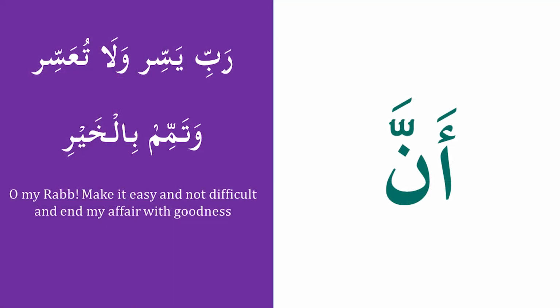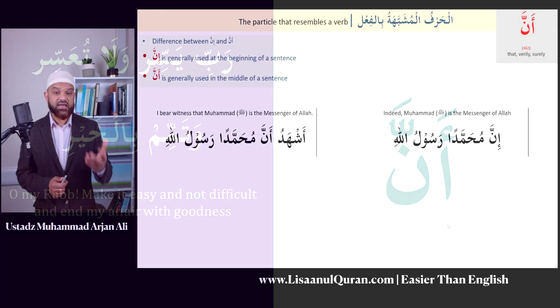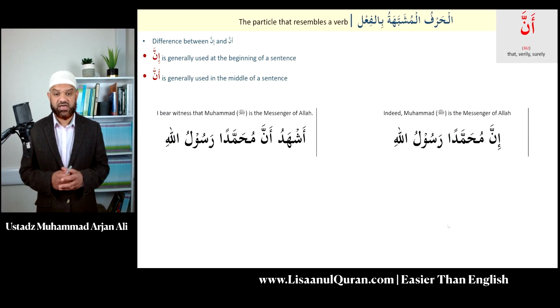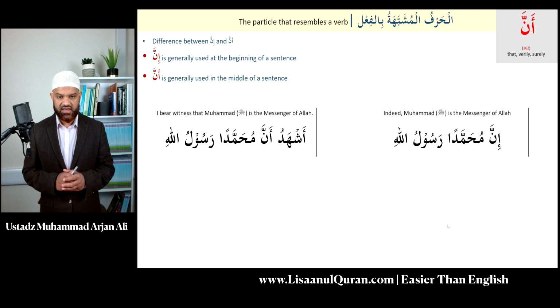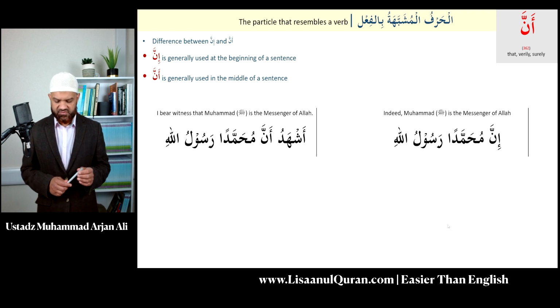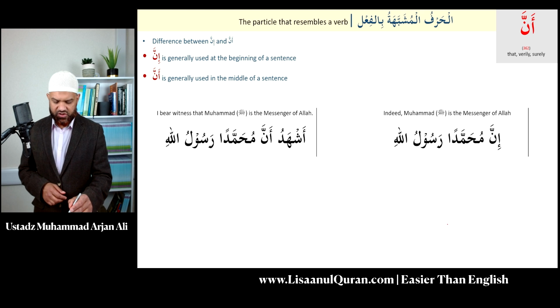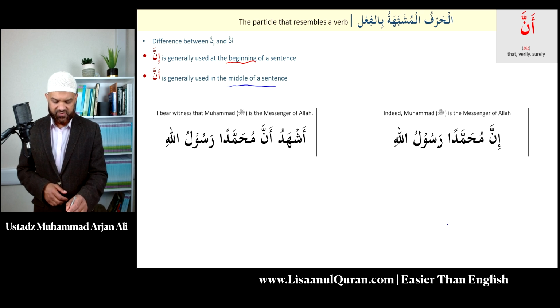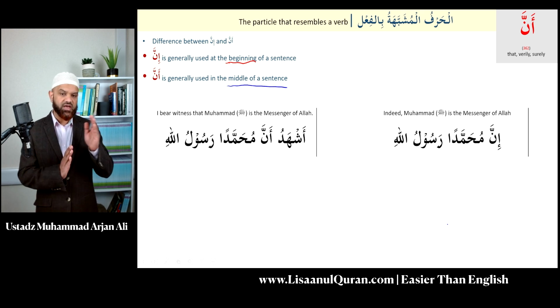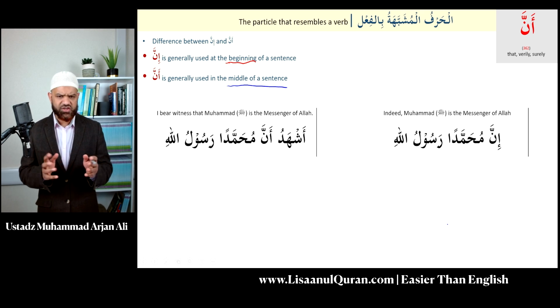Harf of nasab, anna. Anna is used more than 360 times in the Quran. Again, its use is exactly the same as inna, except for the fact that, please remember this, inna is generally used at the beginning of a sentence. So at the beginning of a sentence, you'll see inna. In the middle of a sentence, somewhere far away from the front, you will see anna. In the middle of the sentence, it will be anna. That's the major difference between them.